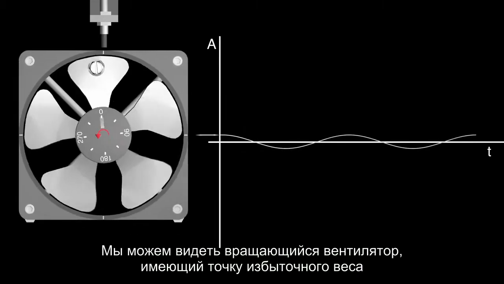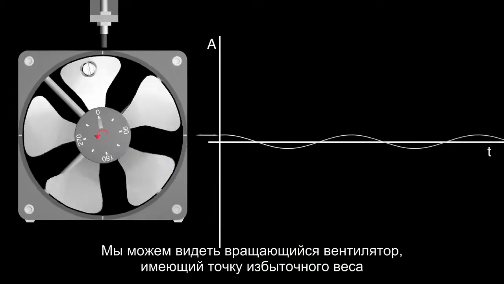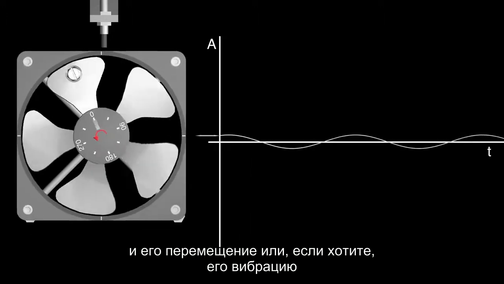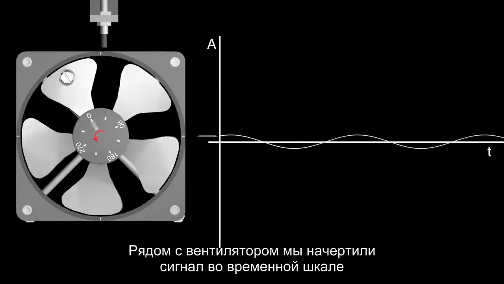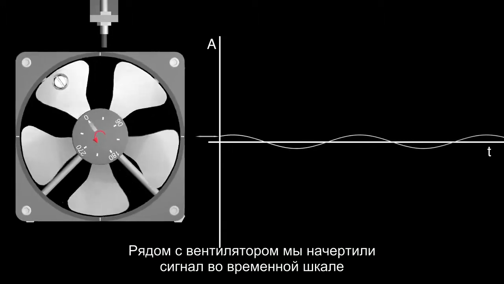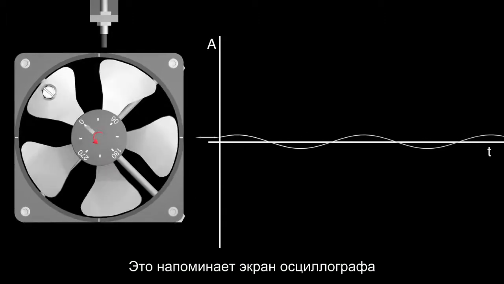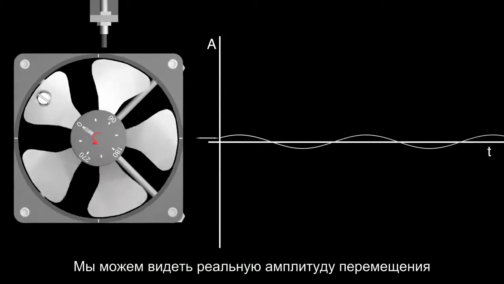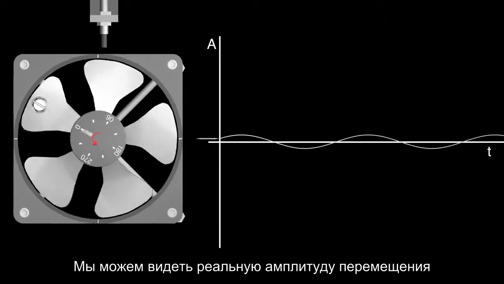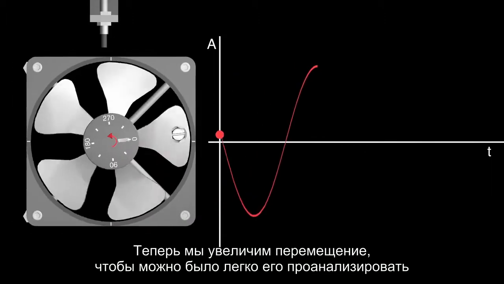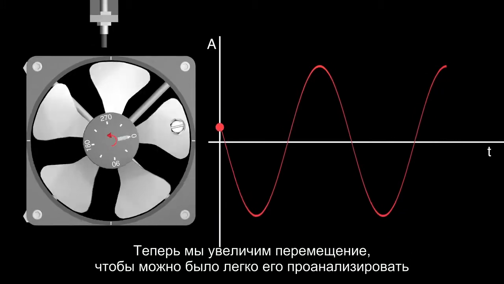We can see the rotating fan with heavy spot and its movement, or its vibration as you wish. Next to the fan, we draw the signal in time scale. It is like an oscilloscope screen. Now we see the real movement amplitude. Now we amplify the movement to analyze it easily.